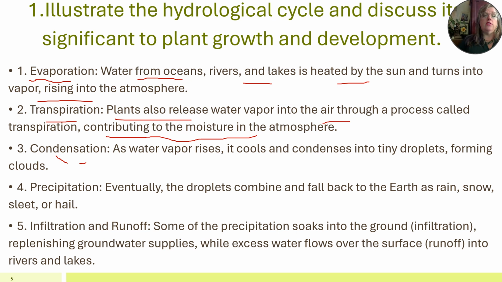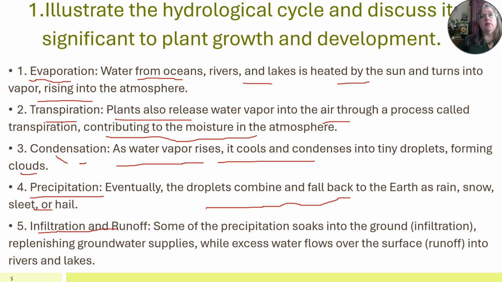Then you have condensation. As that water vapor rises up, it's going to cool and condense into droplets, making the clouds. And then eventually, when they get full enough, you'll have your precipitation. Those droplets are going to combine and fall back to earth as rain, snow, sleet, or hail. And then once you have that, you have infiltration and runoff once the precipitation hits the ground. Some of this precipitation is going to soak into the ground, infiltration, replenishing the groundwater supplies, while excess water is going to flow over the surface, runoff, and wind up in rivers and lakes.